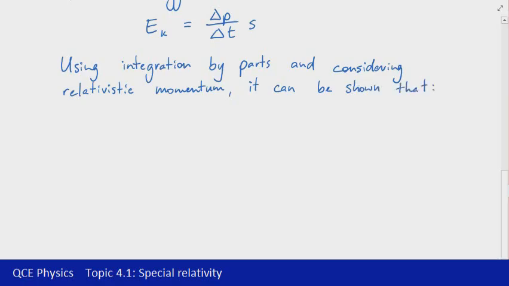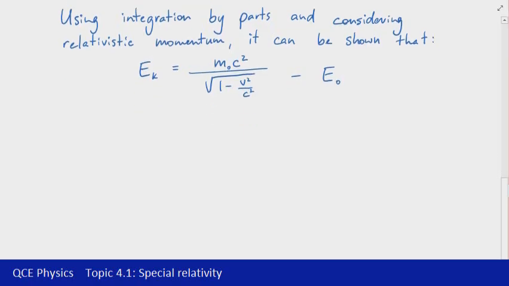And that result is that EK can be expressed as m0 c squared over the square root of 1 minus v squared on c squared, minus E0. So that's the end point of that particular calculation, and that value E0, when you go through and do an integration, you'll always end up with a constant term at the end of it, and in this case that constant term is the rest energy of the object. So we have that interesting scenario for kinetic energy, but what does it really mean?